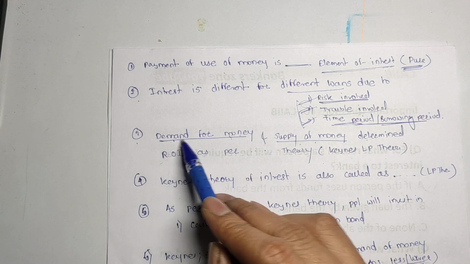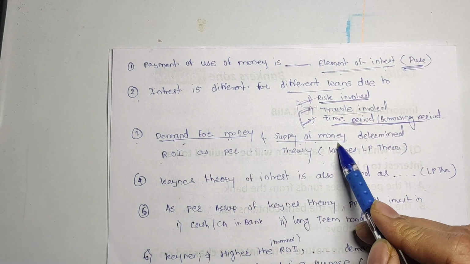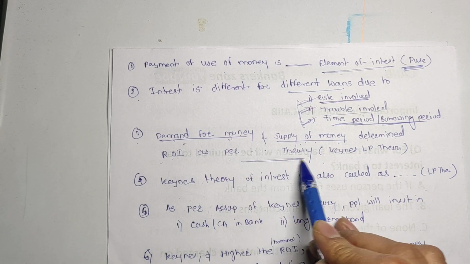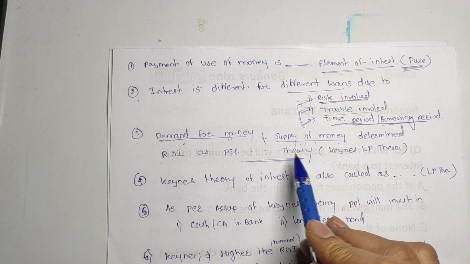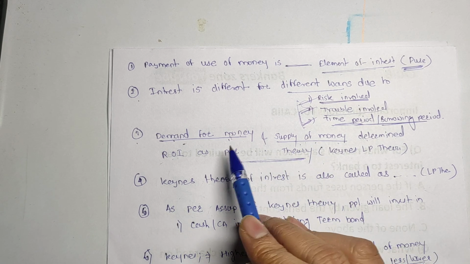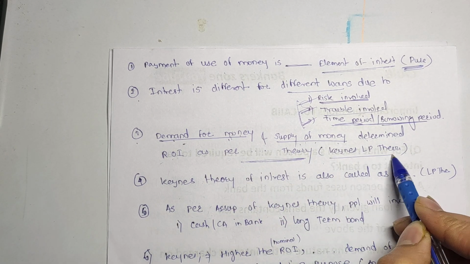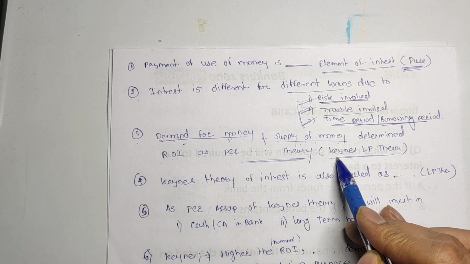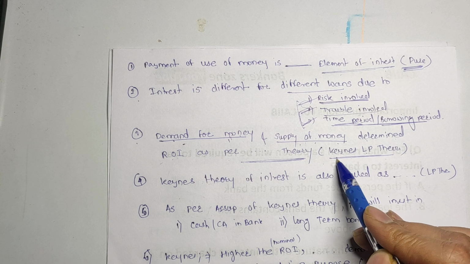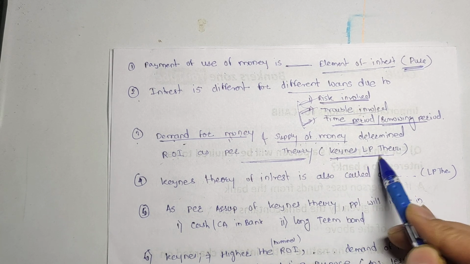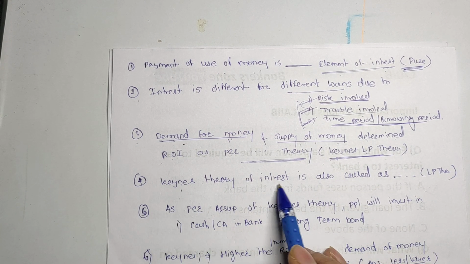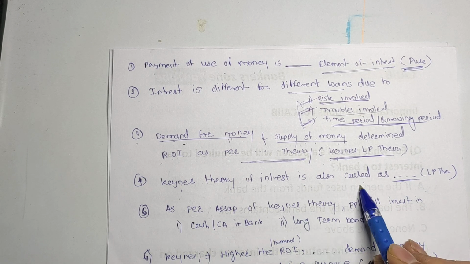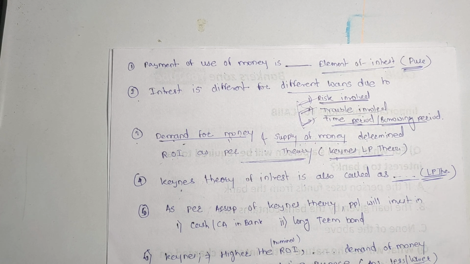Next, demand for money and supply of money determine the rate of interest as per the theory. Which theory says that the supply and demand of money determine the rate of interest? The answer is Keynes theory. Supply and demand of money is nothing but liquidity, and the name itself is Keynes liquidity preference theory. Keynes theory of rate of interest is also called the liquidity preference theory.